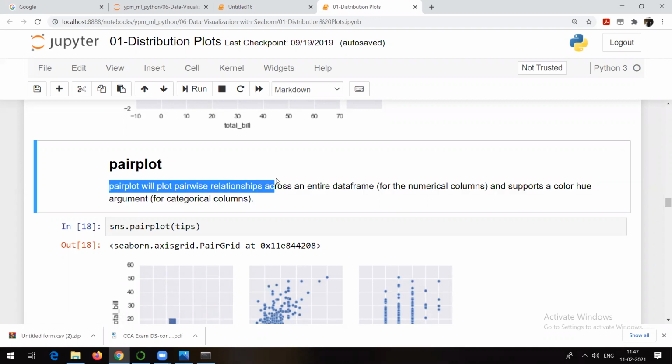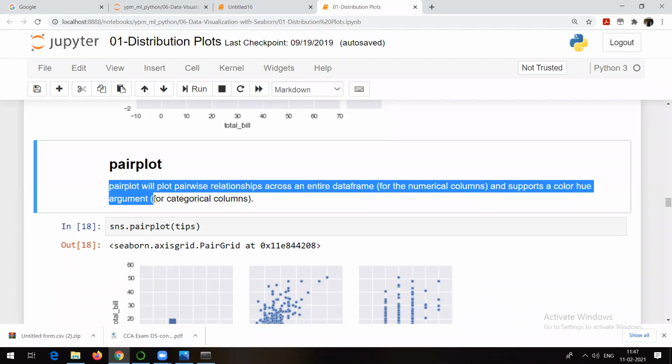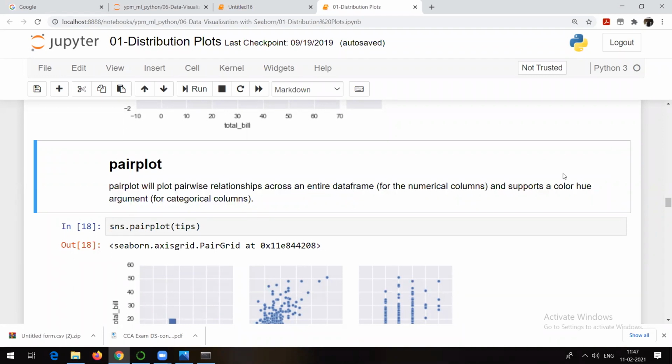Pair plot will plot pairwise relationships across an entire data frame, that is data, but for numerical columns by default. And it supports a color hue argument for categorical columns. So if it's categorical data like sex, male and female, like pass or fail, like result, for all these kinds of columns, you can make use of this hue parameter. Wherever there is categorical data, gender, male, female, whether the patient is affected by some disease or not, yes, no.